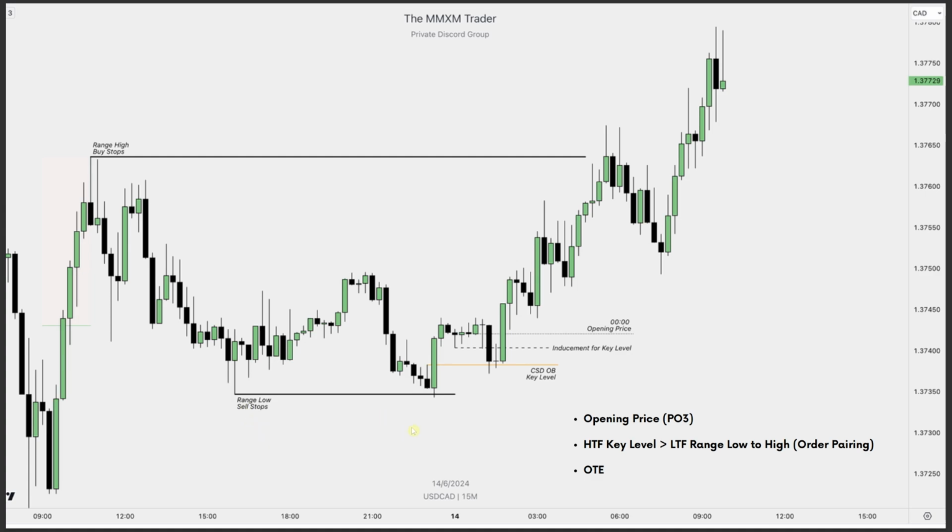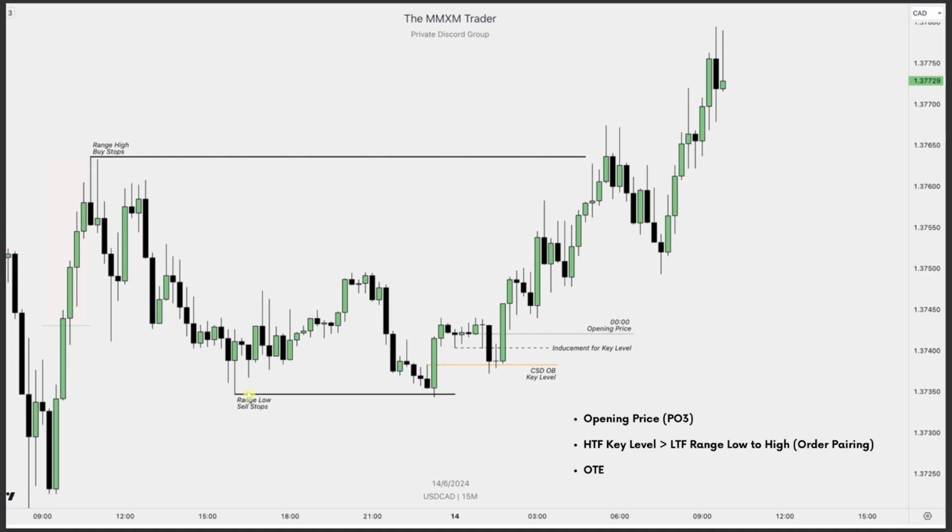First of all, we want to pair up those sell stops with the buy stops, right? Think about order pairing. We start off with the opening price, New York midnight open, 12 a.m. EST. We want to see it manipulate lower, right? For that power of 3, manipulation and then an expansion up higher. Now, we did a little stop hunt here. And why was this stop hunt enough? This was SMT with DXY.